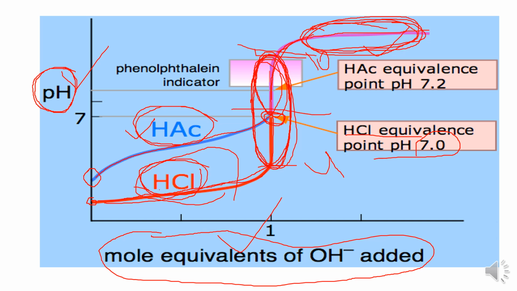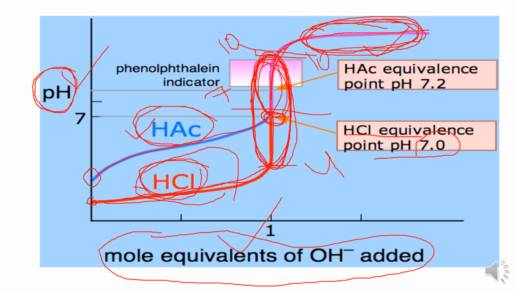This is above 7, so we have to select a type of indicator which has a pH range of 7 to 10, right? In the case of 7 to 10, what is the pH range of phenolphthalein? 8.2 to 10. So phenolphthalein could be easily used in the titration between a weak acid and a strong base, because the equivalence point lies in the region between 7 and 10. So in the titration of a weak acid and strong base, we could easily use phenolphthalein as an indicator.